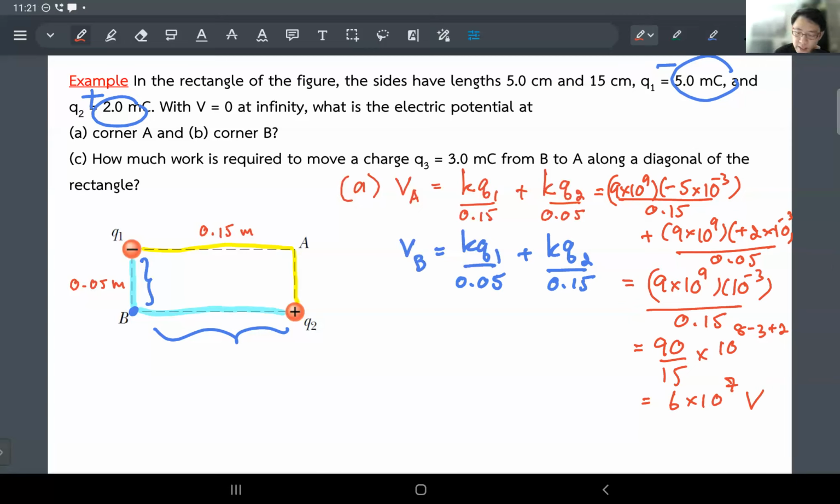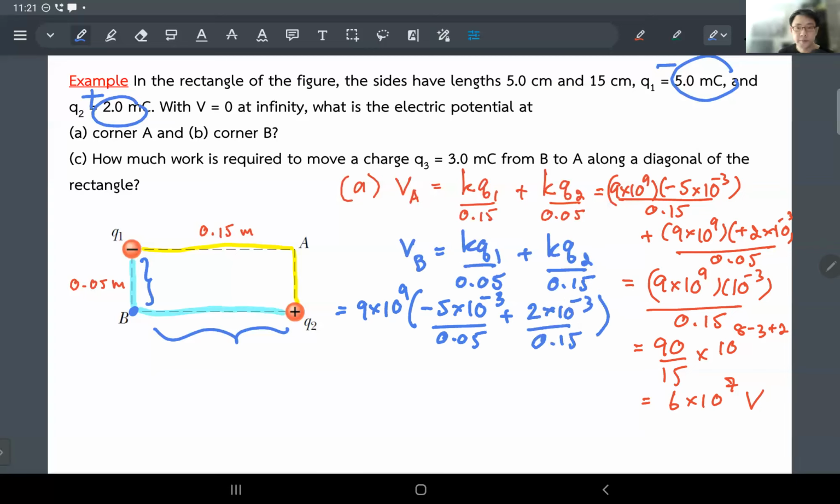So I'm going to do the same thing with the point B. Okay. I want that number. So K is always the same, 9 times 10 to the 9. Okay. So I think you guys kind of get used to this now. Q1 over 0.05. So Q1 is negative 5 micro, so micro is 10 to the negative 3 over 0.05, plus Q2, it's going to be 2 micro over 0.15. There you go. All right, you guys can work on your own and then let's compare notes at the end. So this one is 15. Wow, number is not good. Shoot. All right, but I hope it's fine.